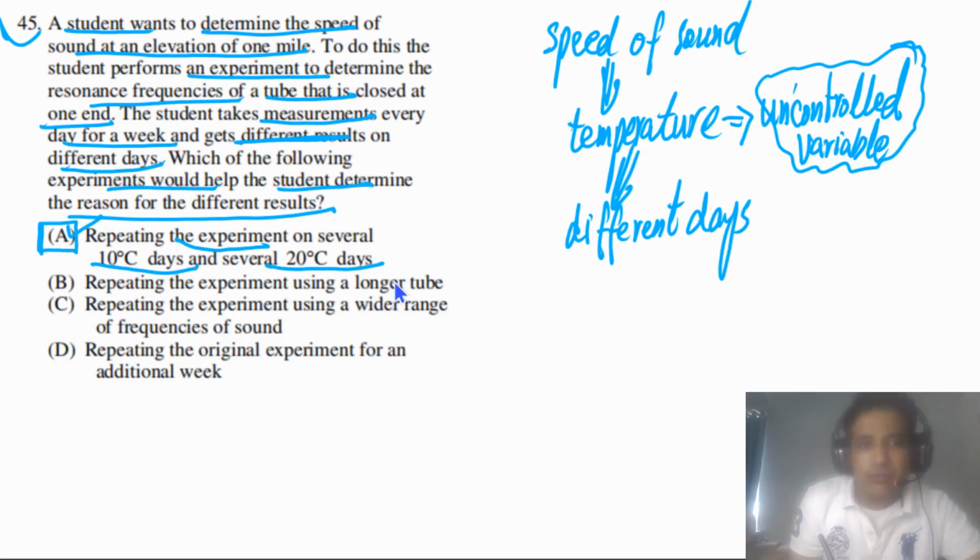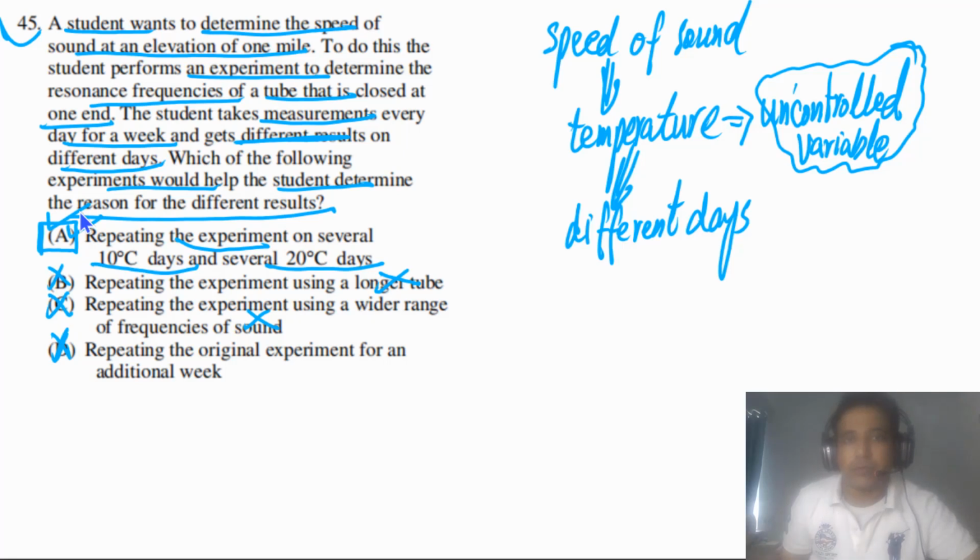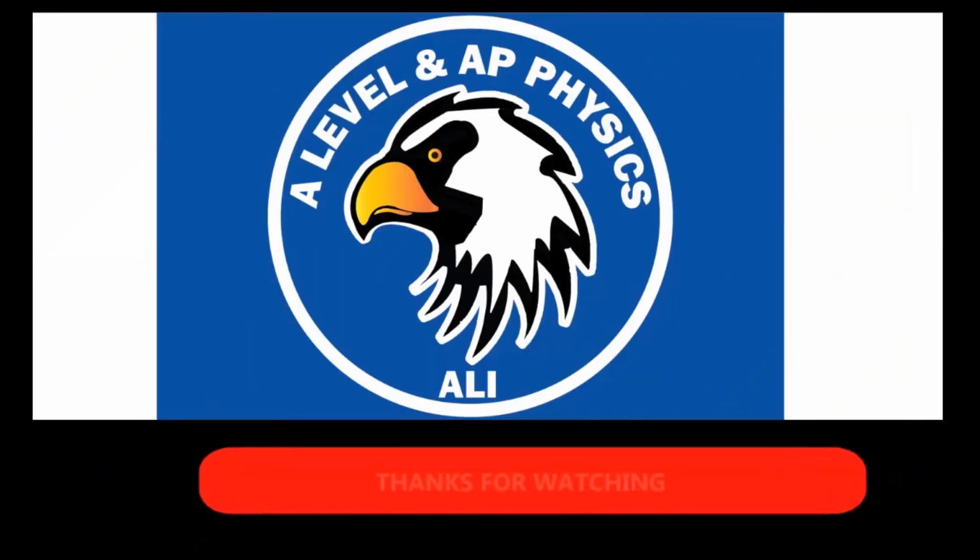Option B is incorrect. A longer tube doesn't affect. This is incorrect. Experiment using a wider range of frequencies will not give the reason for different results. So this is also incorrect. Repeating the original experiment for an additional week will also not give the reason behind different results. So the answer for this question is A. So simply the student in this case has to control temperature because speed of sound depends on temperature.